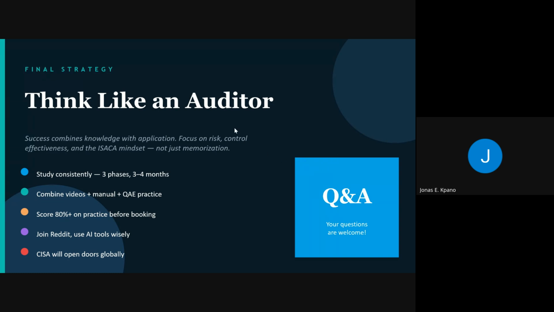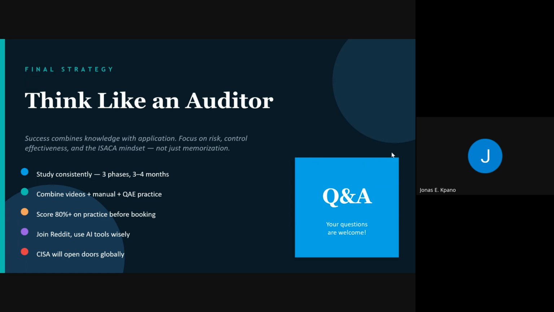Yes, please, I have a quick question. I did a little bit of research and found out that for this particular certification, you would have to be working in the IT audit space for a number of years. I don't currently work in any IT space or IT audit space. Can I still take it without the experience?